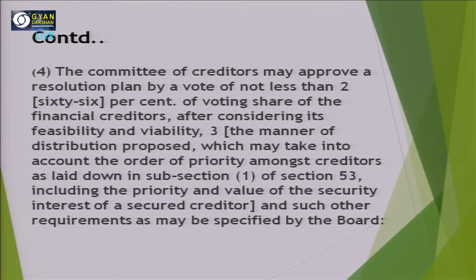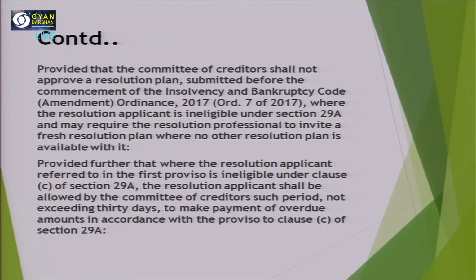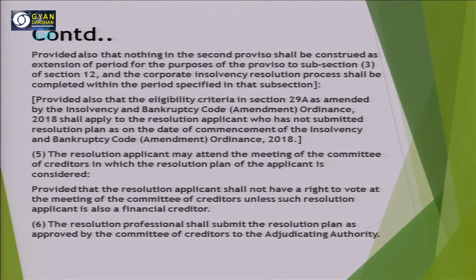The COC will approve the plan by 66% majority, after considering the feasibility and viability, as I told you, and the manner of distribution proposed as per section 53(1). The priority of the security interest also has to be kept in mind. And the COC shall not approve a plan submitted before the ordinance. This is not relevant now because 29A has to be adhered to. So it is the old 2017 ordinance.